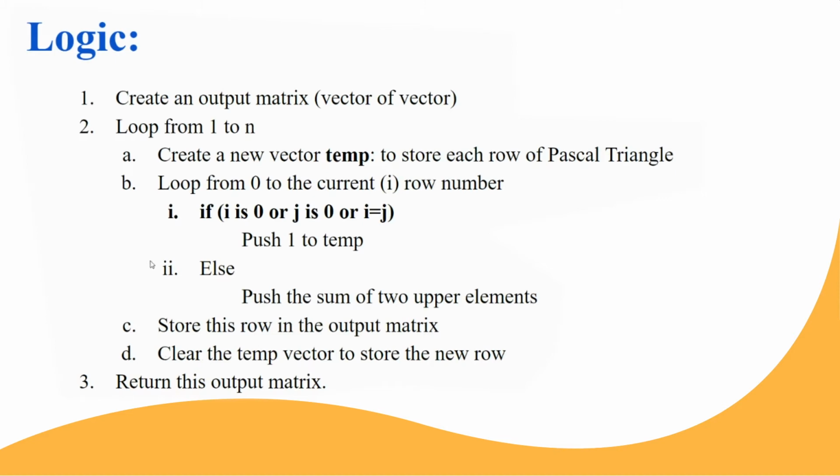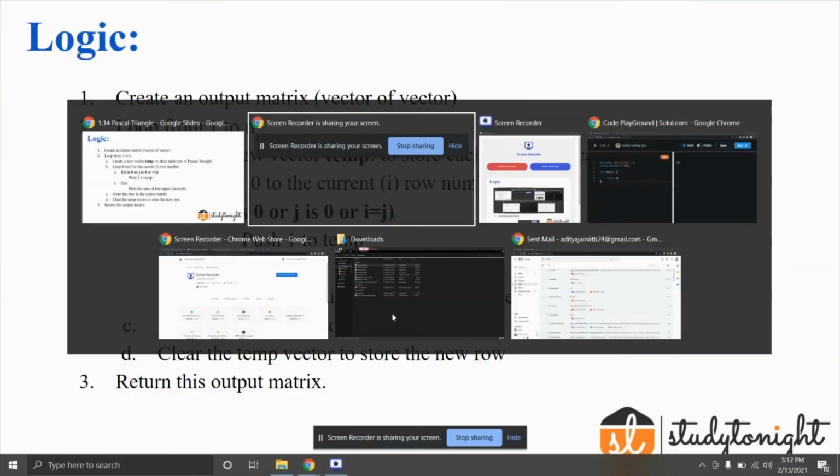As you can see, we are reusing this temp vector for each of the rows, and we keep pushing each row into the matrix to get the final output matrix, which would represent the first n rows of the Pascal triangle. So let's come to the coding section now.